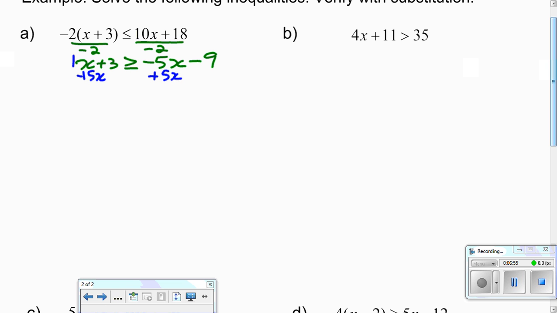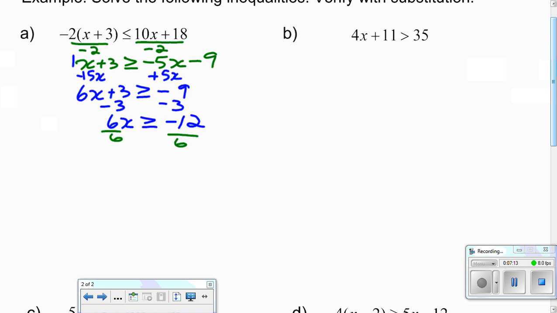So we get 1x plus 5x, we get 6x plus 3 is greater than or equal to negative 9. I'm going to subtract the 3 on both sides. So then I get 6x is greater than or equal to negative 12. Divide both sides by positive 6, so we do not flip the inequality sign, and x must be greater than or equal to negative 2.